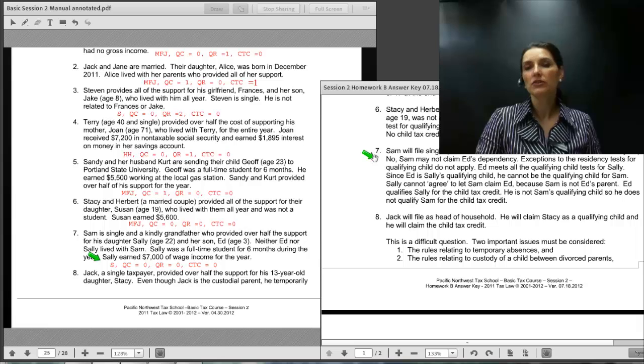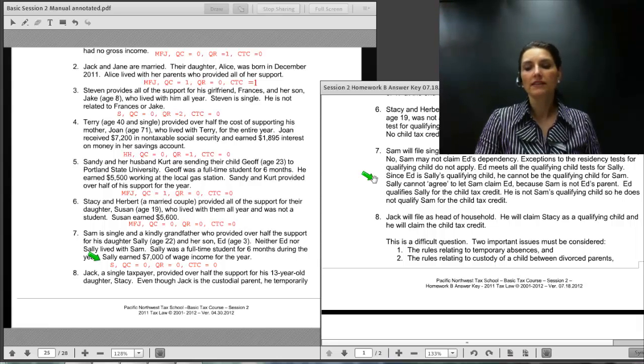However, the exceptions to the residency test for a qualifying child apply only for a person who is a parent of the child. Sam is a grandparent of the child and not a parent of the child, so he is not a non-custodial parent providing support. He is a grandparent providing support. Ed meets all of the qualifying child tests for Sally, and since Ed is Sally's qualifying child, he cannot be the qualifying relative of Sam. Sally cannot agree to let Sam claim Ed because Sam is not Ed's parent.